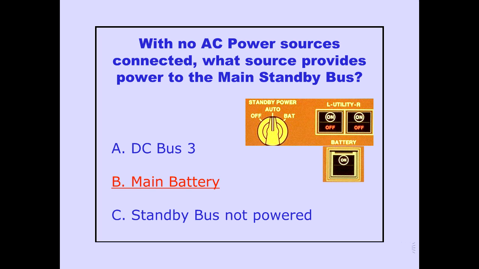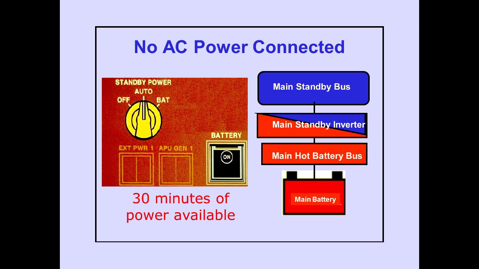Answer B is correct. With no AC power sources connected and the standby power selector in auto and battery switch on, standby power is provided from the main battery.